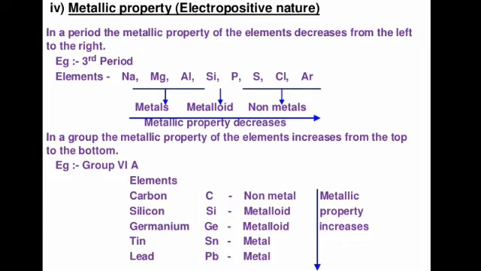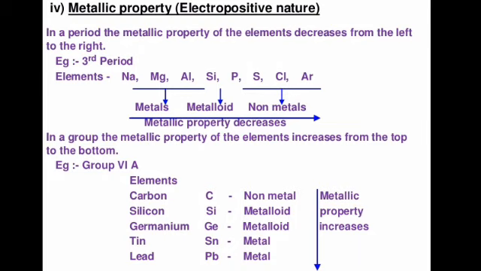The fourth property is metallic property or electropositive nature. It is the tendency of an atom to lose its outermost electrons. In a period, the metallic property of the elements decreases from left to right. For example, in the third period, we have sodium, magnesium, aluminum, silicon, phosphorus, sulfur, chlorine and argon. The first two elements, sodium and magnesium, are metals, while silicon is a metalloid and sulfur, chlorine and argon are non-metals. So the metallic property decreases from left to right.